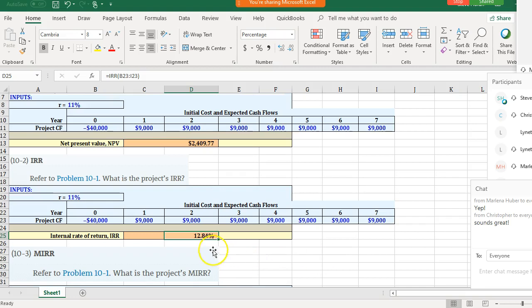Well, that's higher than my cost of capital, which is 11. So again, I would say yes to that project. That project makes sense for me to do because the return is greater than my cost of capital. So that's the decision rule with that one.